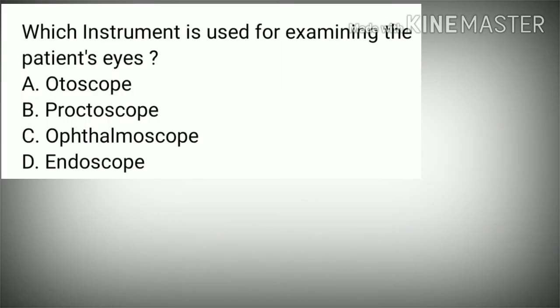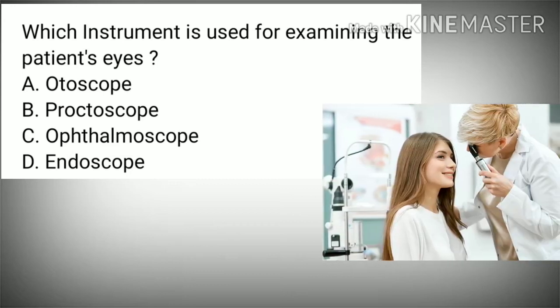Which instrument is used to examine the patient's eyes? A. Otoscope, B. Proctoscope, C. Ophthalmoscope, D. Endoscope. And the correct answer is C. Ophthalmoscope. Otoscope is used to examine the ears. Proctoscope is used to examine the anal cavity and rectum. Endoscope is used to visualize body cavity.